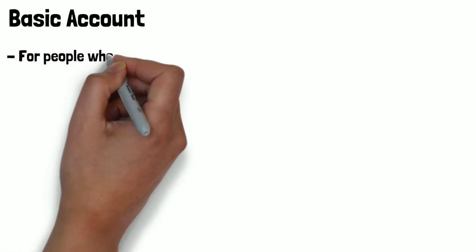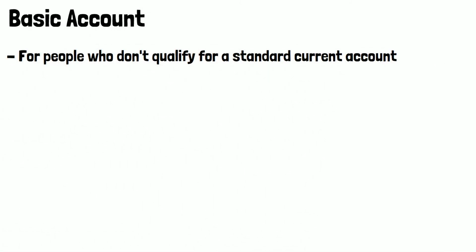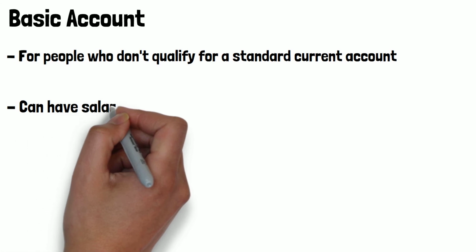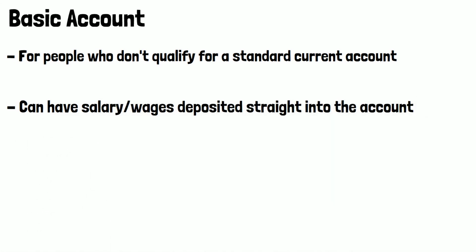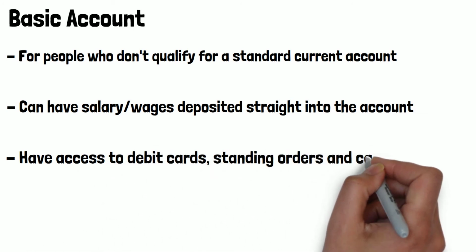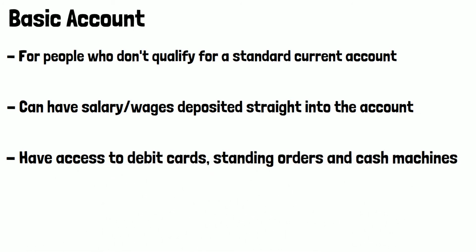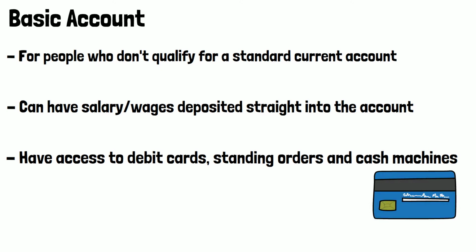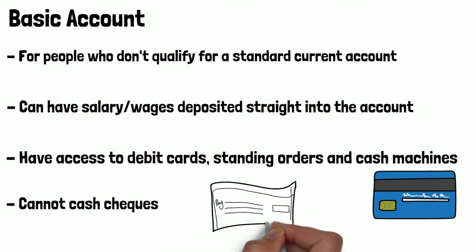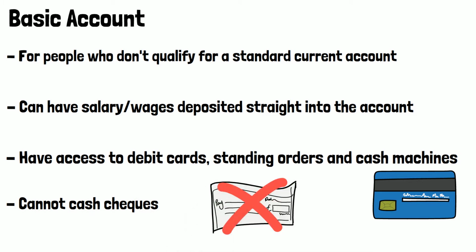Basic accounts. These are specifically designed for people who do not qualify for a standard current account. This could be because of poor credit or no credit. You can have your salary or wages paid directly into this account. You have access to debit cards, in some cases this may just be a cash card, standing orders, and access to cash machines. What you won't be able to do with a basic account is cash checks.